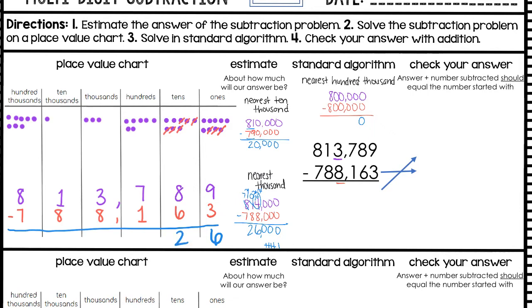Then we go to the hundreds place. We have 7. Can we take away 1? Easily. And we're left with 6. Then we go to the thousands place. We have 3. Can we take away 8? Oh dear. No, we cannot. So we have to go next to the thousands into the 10,000s place and take our 10,000 and regroup it.